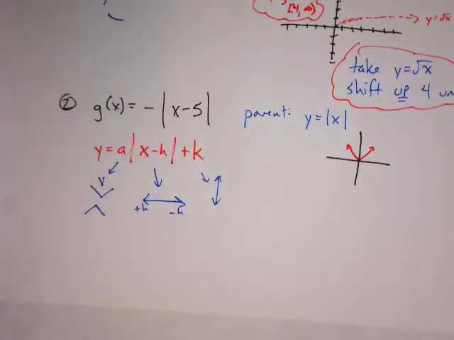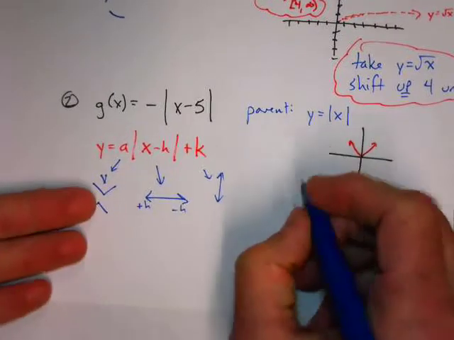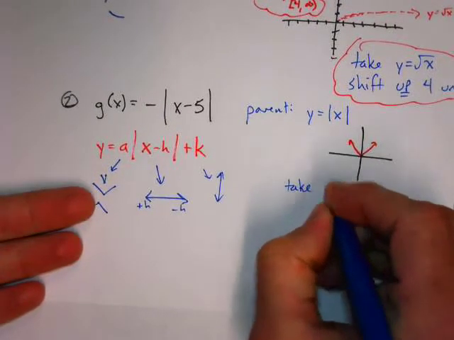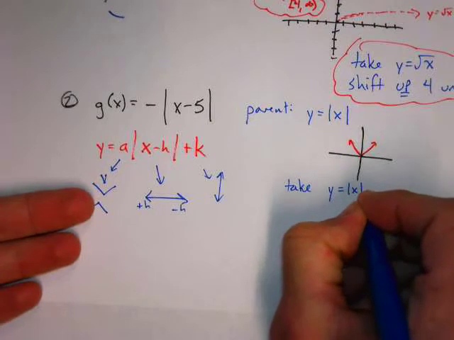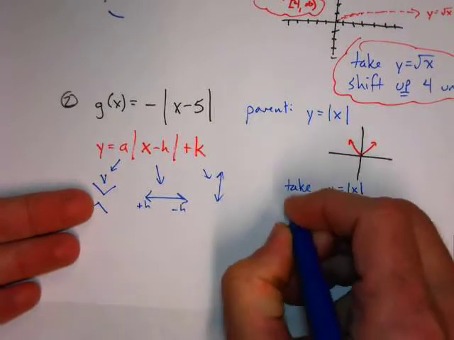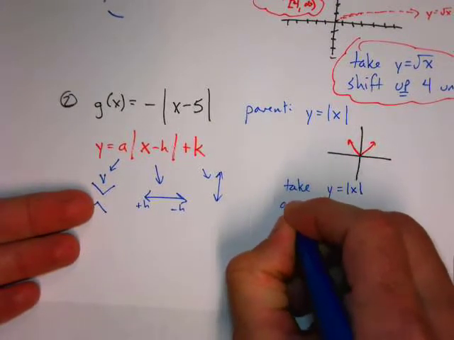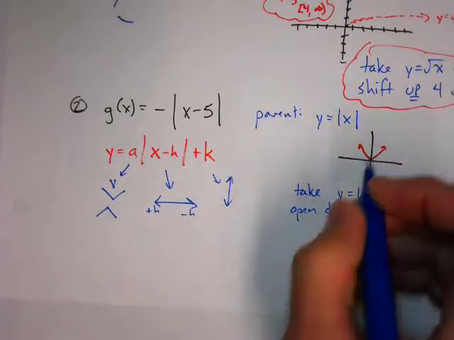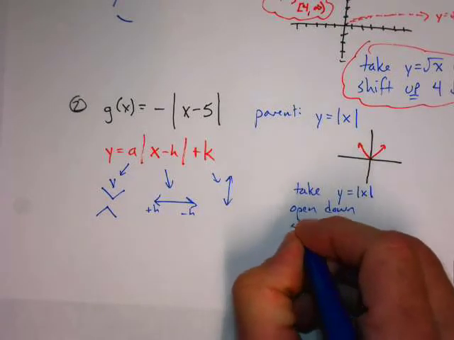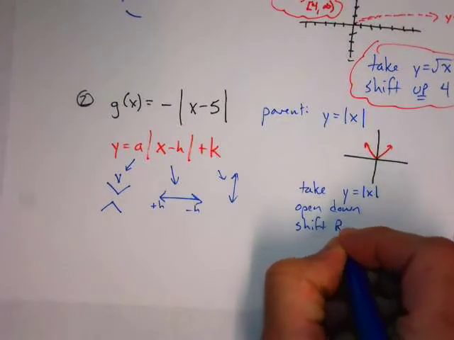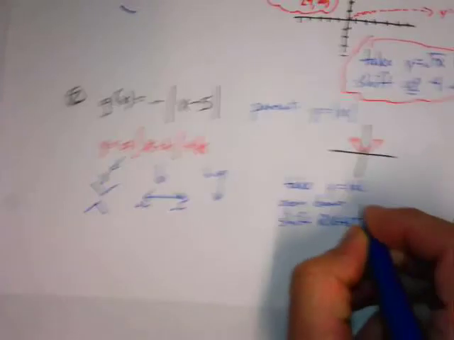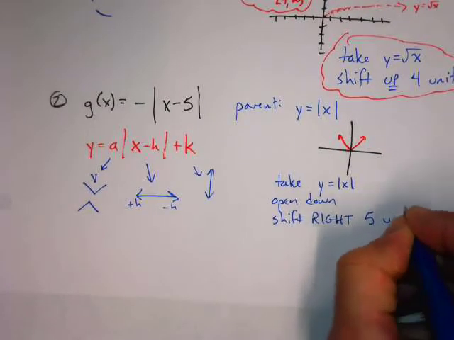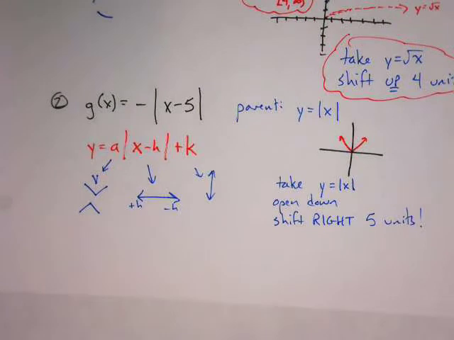So we can already say that we're going to take y equals the absolute value of x. We're going to reflect it over the x-axis or have it open down. I'm cool with you saying open down, although reflecting over the x-axis is better. And it's going to shift to the right 5 units, because it says x minus 5. So we can graph it super duper easy.